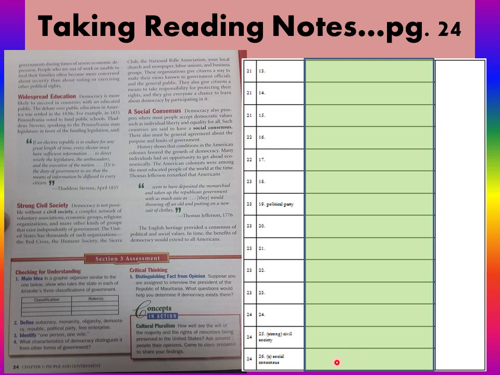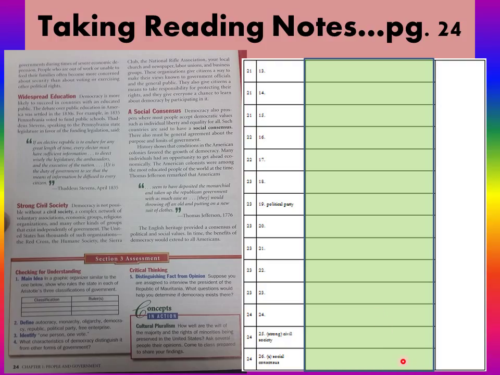So, a social consensus. Consensus means you agree on something. So, you can put anything from this first paragraph here. Most people accept democratic values such as individual liberty and equality for all, or general agreement about purposes and limits of government. Anything from there would be fine for a social consensus.